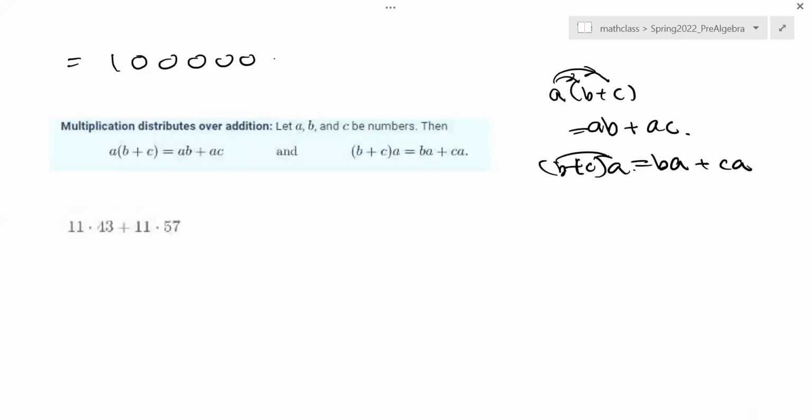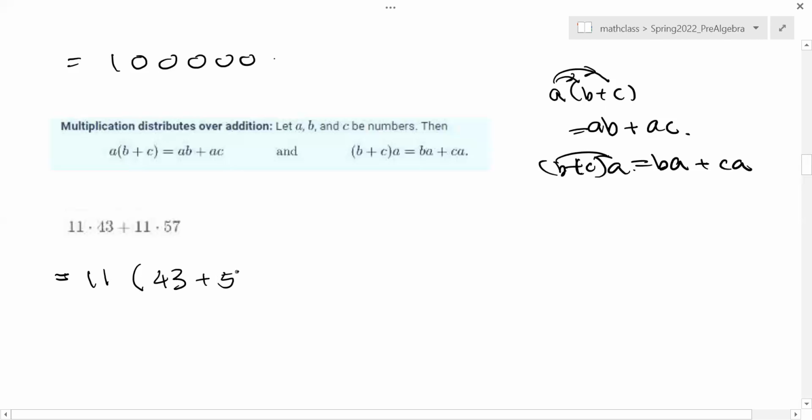The reason is you have to do 11 times 43, then also have to do 11 times 57. So it's pretty complicated. The best way to do it is using the above formula, the first formula. A is 11, B is 43, C is 57. So you take 11 out. That's the first step.